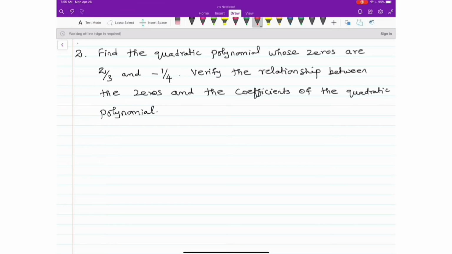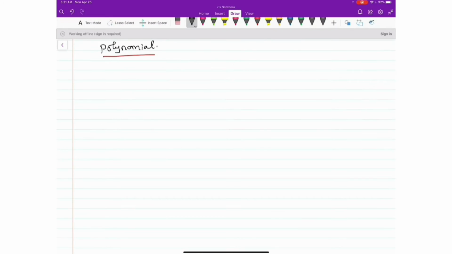Question number 2. Here you have to find the quadratic polynomial whose zeros are 2 by 3 and minus 1 by 4. That's the first part of the question. Then verify the relationship between the zeros and the coefficients of the quadratic polynomial. This question is similar to the previous one, but very important type. Let's do it now. Solution.